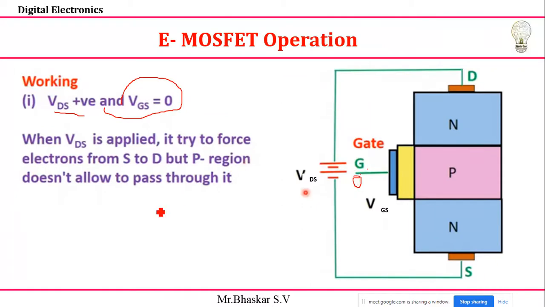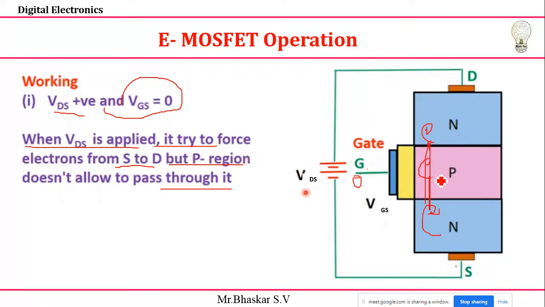Because the gate to source voltage is equal to 0, what will happen? When VDS is applied, it tries to force the electrons from source to drain, but the P region does not allow them to pass through. N is nothing but electrons. I have electrons here, here also electrons, majority carriers. But you have a P type material here. If electrons were there too, then I could easily conduct and current would start flowing. But because of the P type material, there are no electrons here. If there are no electrons, it acts like a barrier. It does not allow electrons to flow from source to drain or drain to source.